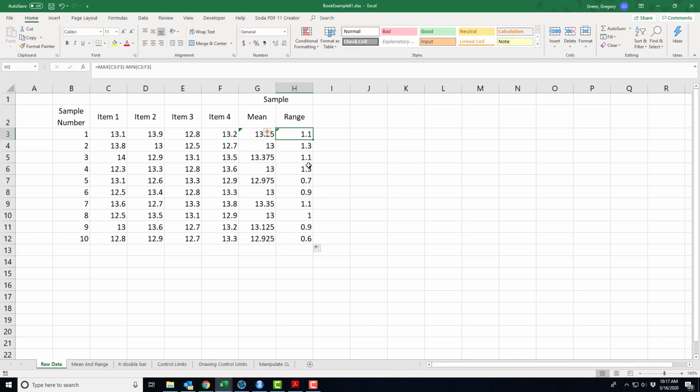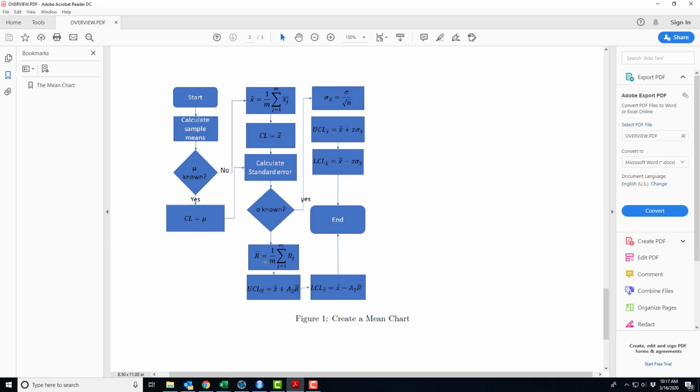And notice there's a little bit of movement in these ranges. Sometimes they're a little further apart, and sometimes they're pretty close together. Okay, I think the furthest apart seems to be this 1.3, and closest together seems to be the 0.6.